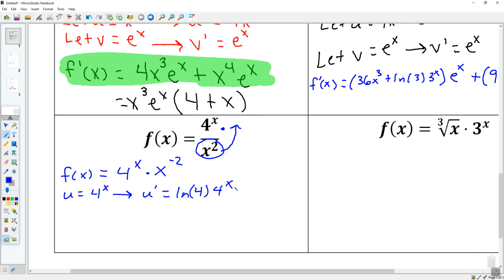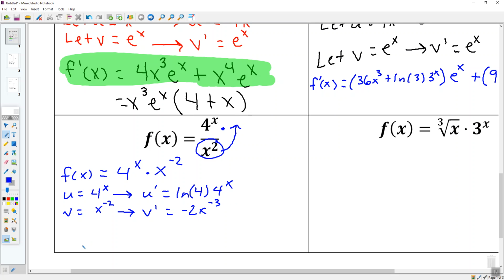Natural log of 4 times 4 to the x, right? What are you going to allow v to be then, kids? X to the negative 2. All right, be careful on your derivative here: negative 2x to the negative third. Once your u and v are established, and u prime and v prime are established, is this pretty easy? Yeah. Okay, talk me through, friends.